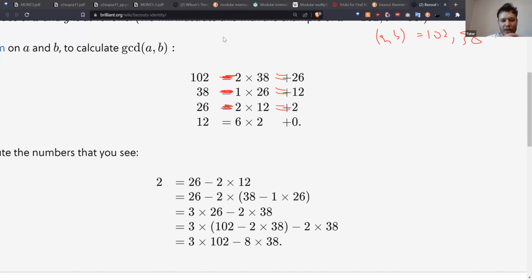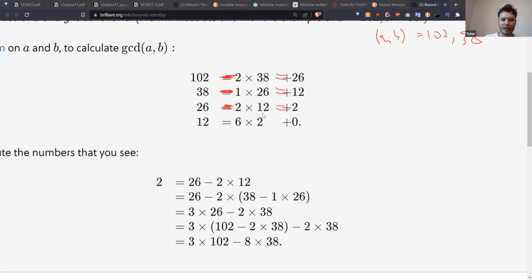And now what are we gonna do? Well, we're gonna take this number in here and replace it for 26. So actually, I guess no, the other way. Yeah, so if I look at this 2 in here, it's gonna be the difference, right?